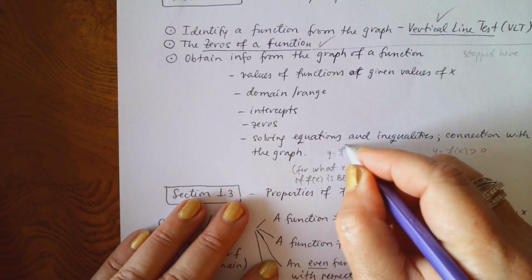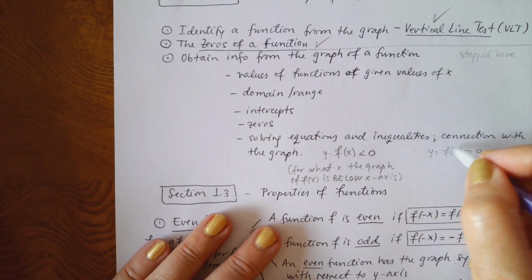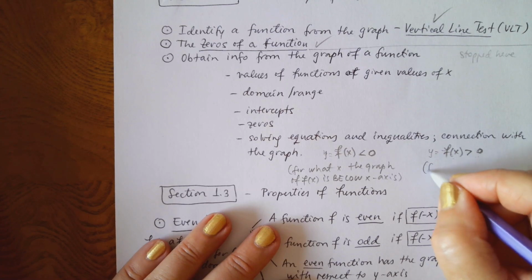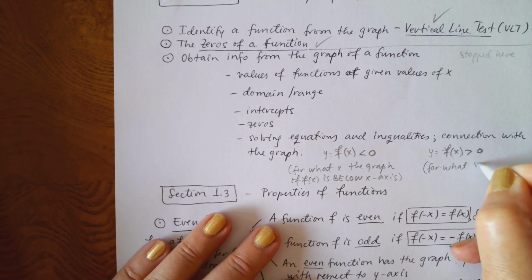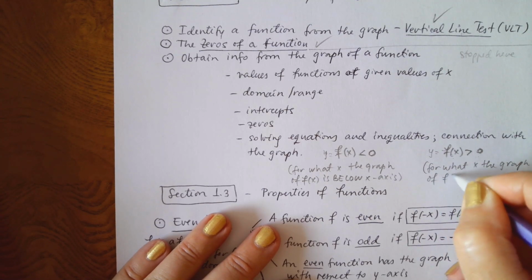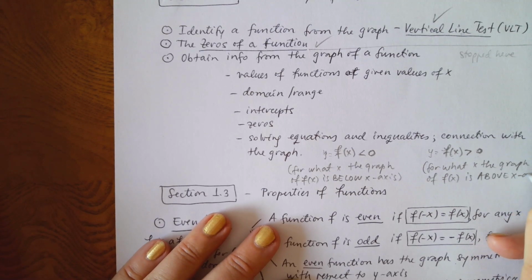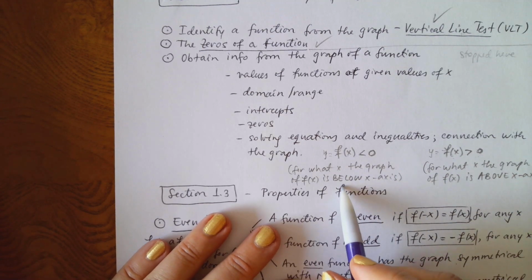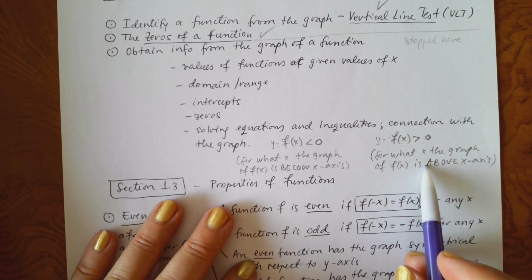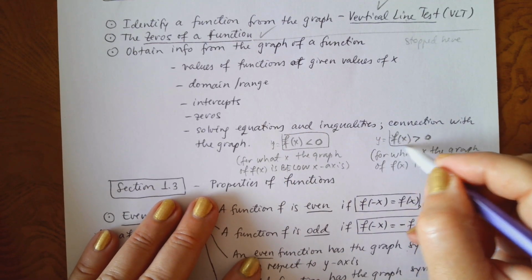That's what it means to solve f of x less than 0. While here, if I want to solve f of x greater than 0, this means I'm looking for what x? The graph of f of x is above the x-axis. We're going to come back to this interpretation over and over again for all the functions we are going to study in this class. So it's very important you remember what this means in terms of the graph.